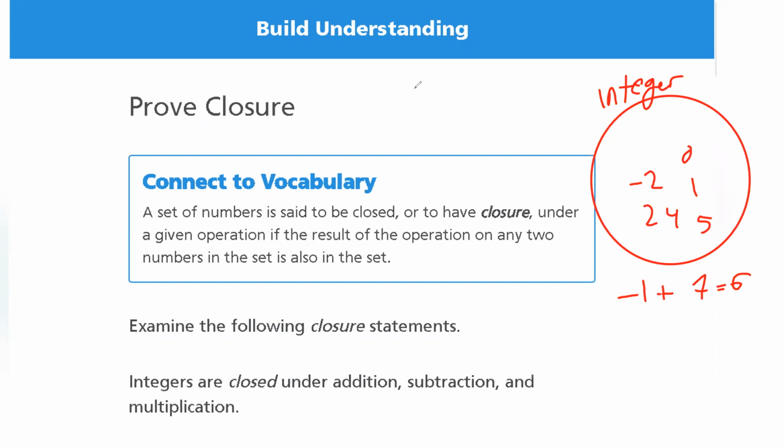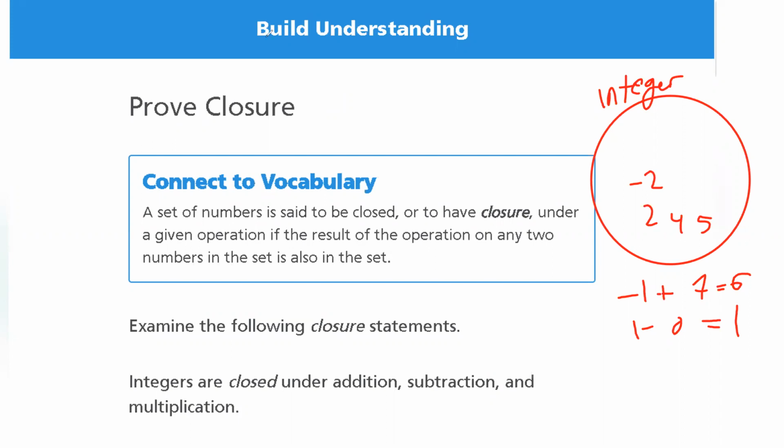Another example now. Let's take 1 and 4 as an example. Or let's say 1 and 0. Now, when I subtract two numbers in the set of integers, is my answer an integer? Yes. So that means integers are closed under subtraction.